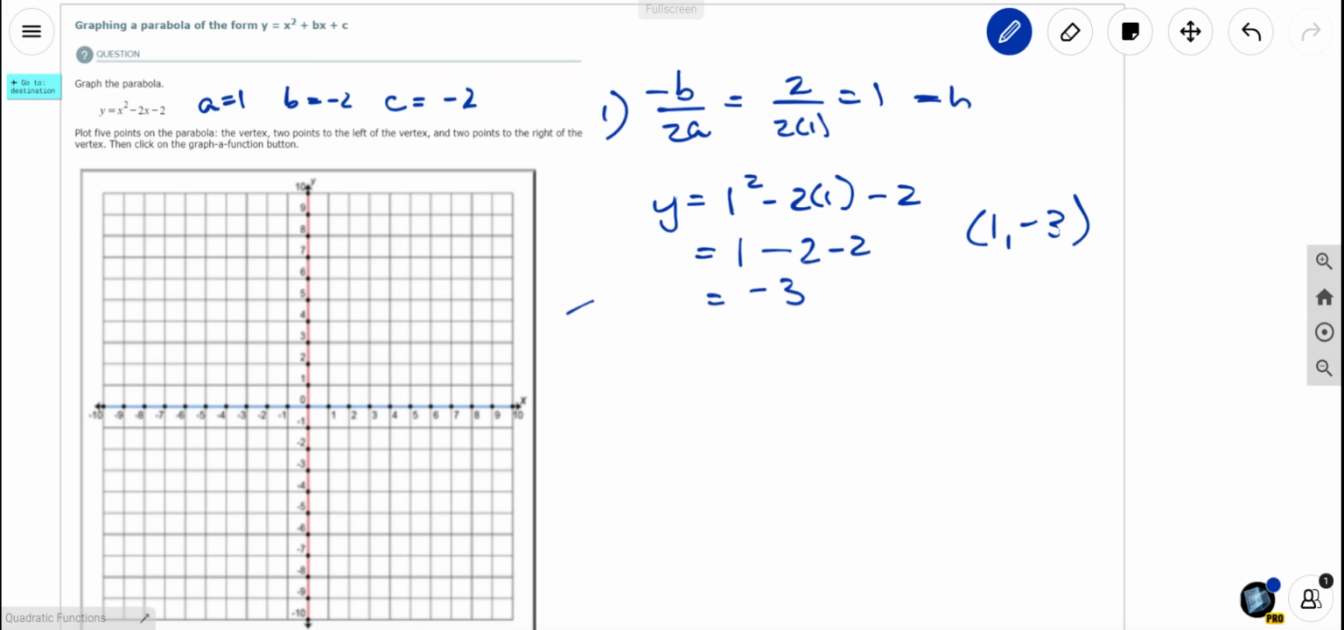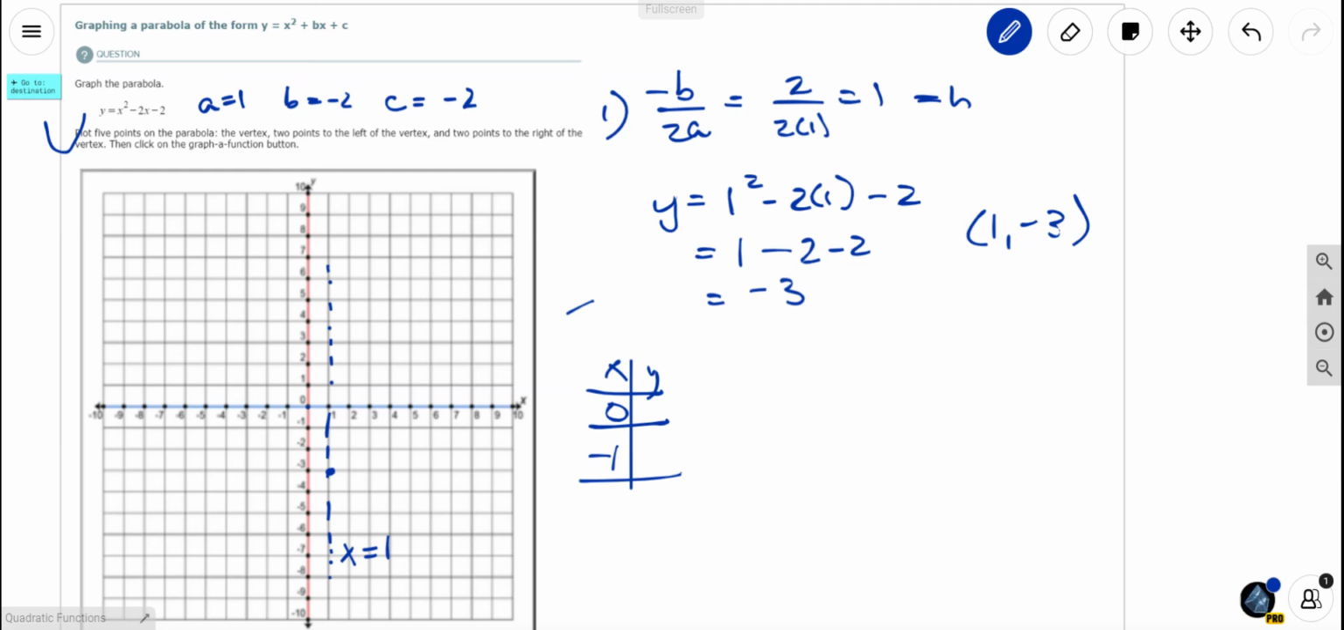Let's check which direction this goes. It goes cup up. Okay, so (1, -3), that's our vertex. We know the axis of symmetry is coming down here. The name of the axis of symmetry is x is equal to 1. All right, I'm going to plug in the 2 points to the left because I like 0 a lot. I love 0. It's my favorite number to plug in, and negative 1.